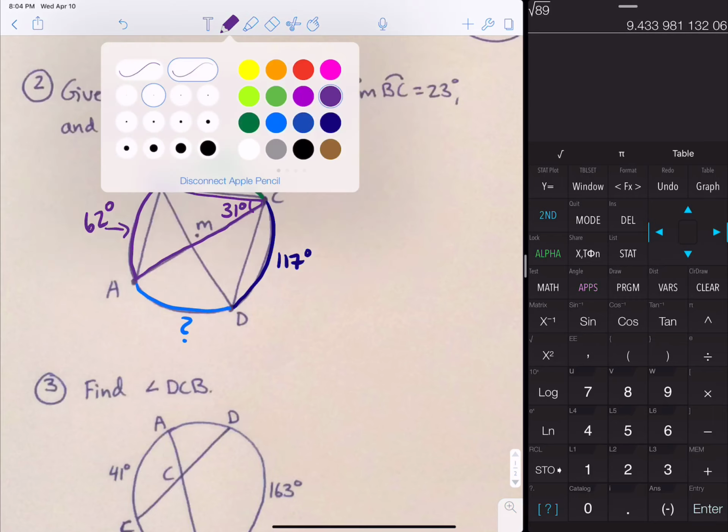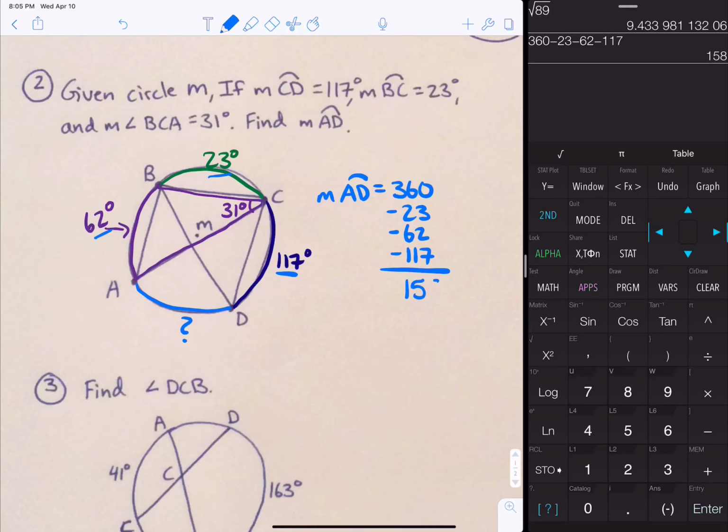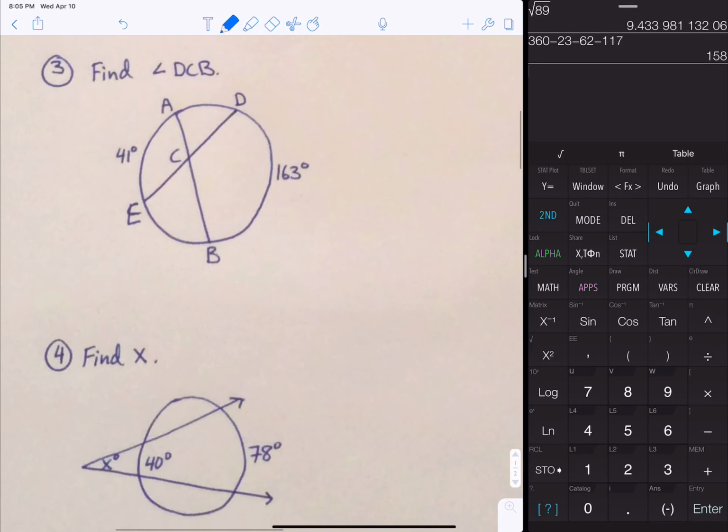So then to find the arc AD that we're looking for, we just have to say 360 minus these 3 that we know already out here. So 360 minus 23 minus 62 minus 117. Let's see what that would be. Is 158. So that's the measure of arc AD. Number 3 says, find angle DCB.